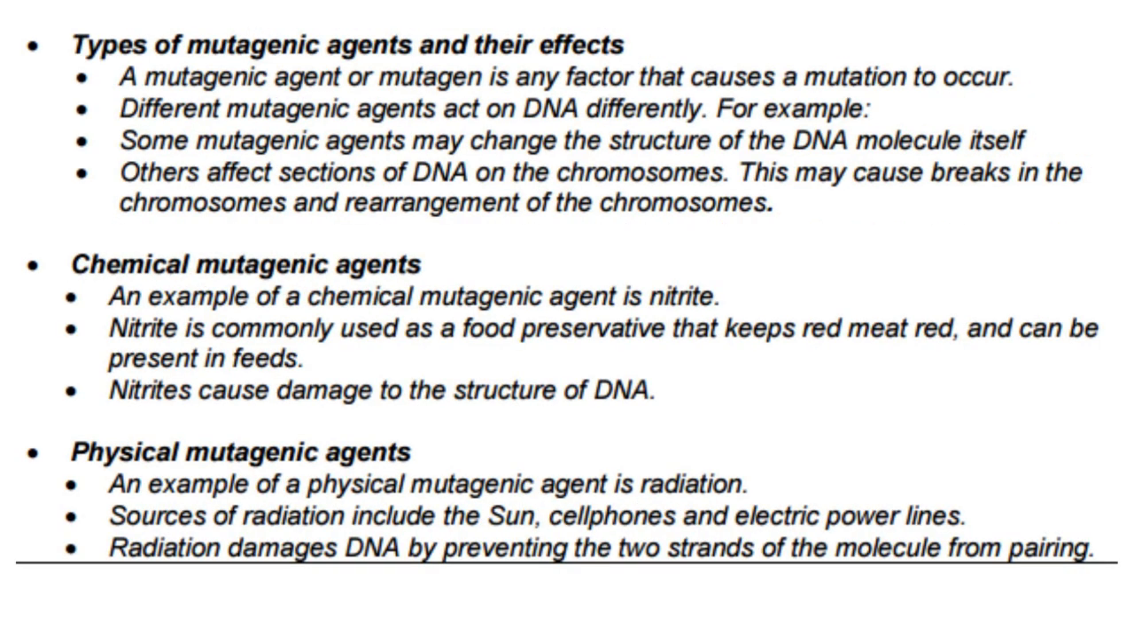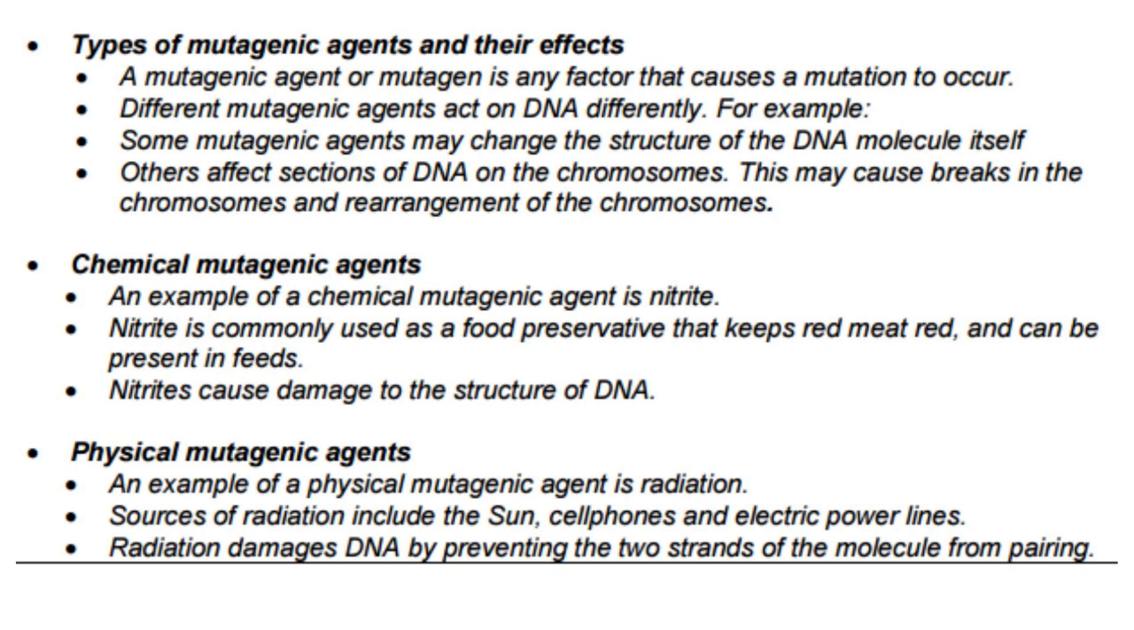Types of mutagenic agents and their effects. A mutagenic agent or mutagen is any factor that causes a mutation to occur. Different mutagenic agents act on DNA differently. For example, some mutagenic agents may change the structure of the DNA molecule itself. Others affect sections of DNA on the chromosomes. This may cause breaks in the chromosomes and rearrangement of the chromosomes.